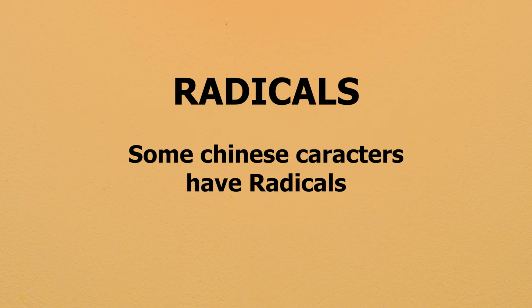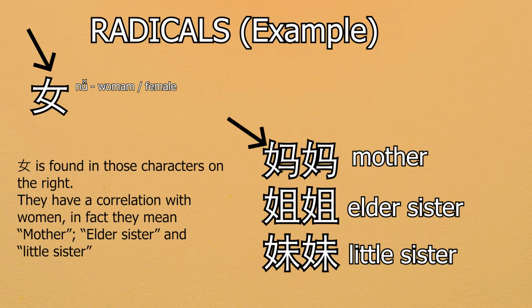Now let's talk about radicals. Some Chinese characters have radicals. So what is it? A radical is a part of the character that you find also in other characters. For example, this character at the top on the left is pronounced nü and means woman or female, and is also found on those 3 characters on the right because they have a correlation with woman, and in fact they mean mother, elder sister, and little sister. So as you can see, some radicals may help us to understand the meaning of characters. By learning the radical, you can guess the meaning of the character.